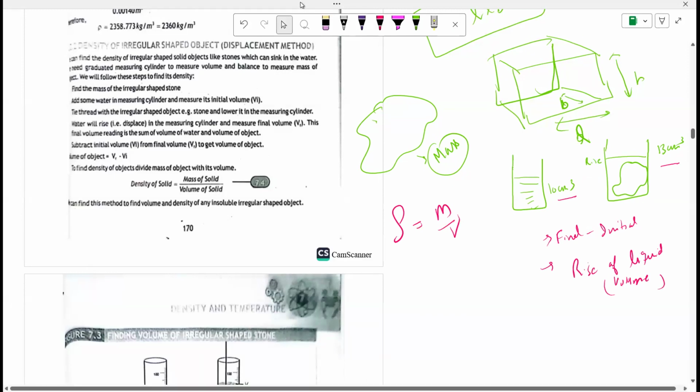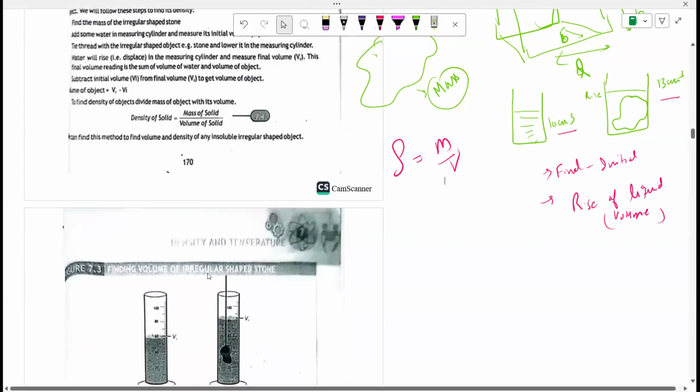Is there anything I could help further explain about how to find the density of a regular or irregular shaped object?